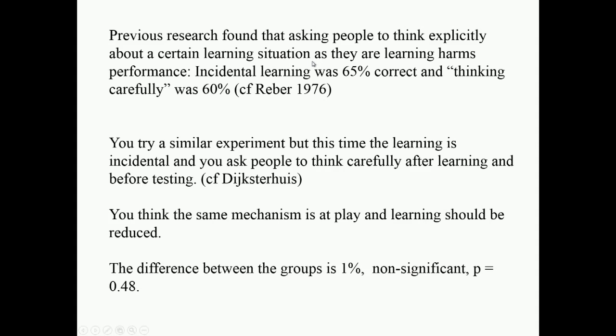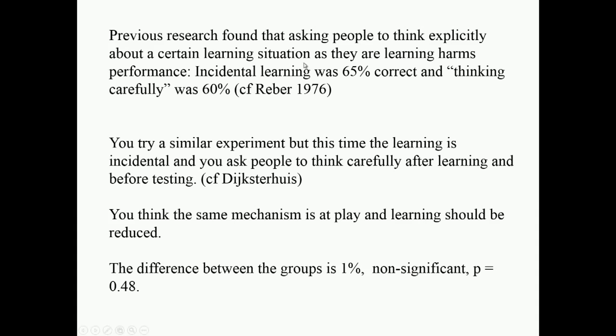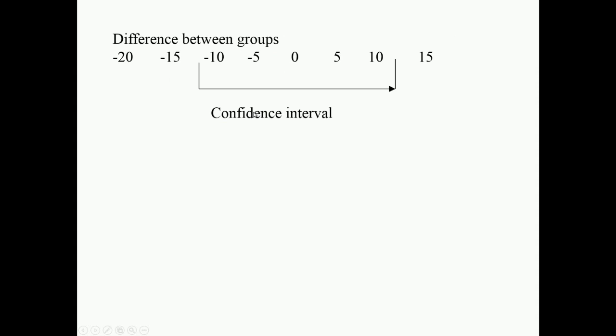Now, let's say I told you this was the confidence interval on the difference. What do you think now? Just tell the person next to you, that's the confidence interval. Bear in mind, this is the original effect size Rieber got, a difference of 5%. This is the confidence interval on the difference in the follow-up study. Just tell the person next to you how you interpret that.